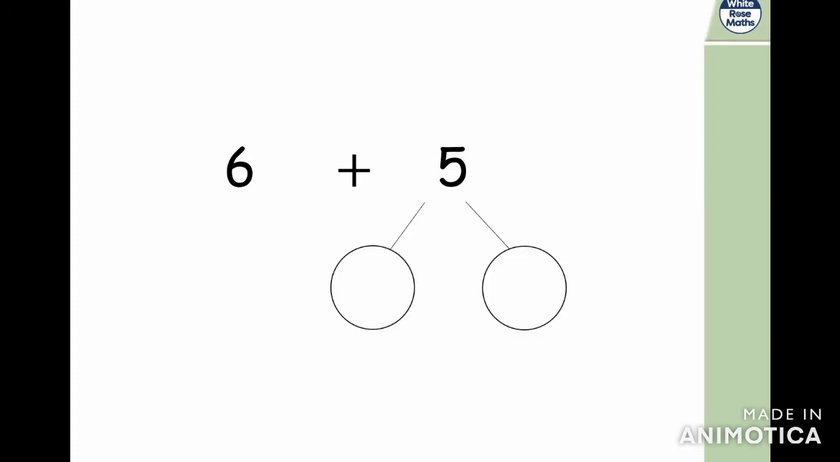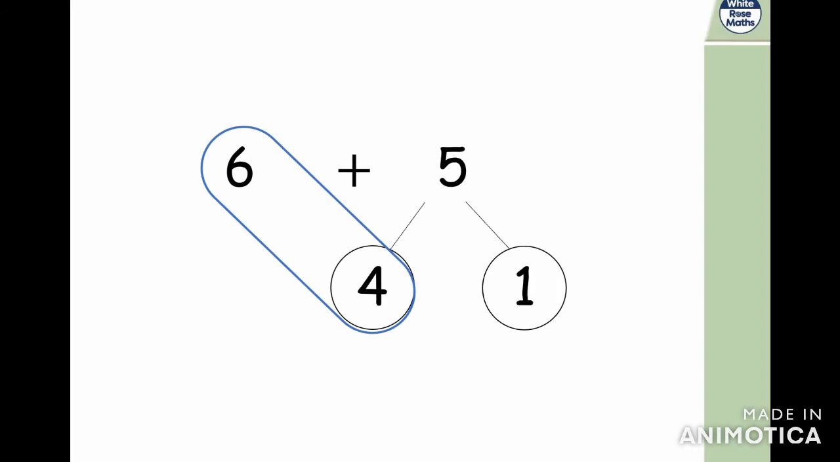Our first question is 6 plus 5. The first thing I'm going to do is partition my 5 into 2 parts. And what I'm looking for here is something I can bond with the 6 to make 10. So 6 and 4 makes 10. And then the other part must be 1. I've partitioned my 5 into 4 and 1.